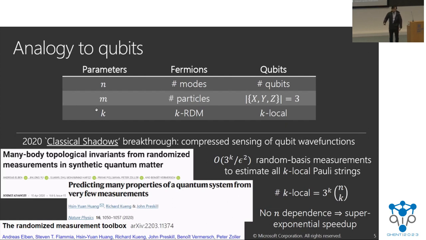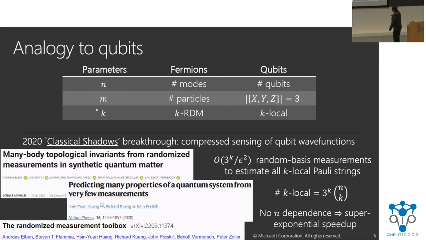And for qubits, n is also just the number of qubits. In the case of number of particles, well, for fermions, that's m. For qubits, there isn't really a strict analogy, but you could say there's a number of Pauli operators for each qubit. That's X, Y, Z, that's 3. And then, just as how you can have k-local qubit operators, for fermions we have these k-RDMs, which are short products of fermionic operators that are number conserving. So this number conserving property is important because we know that our fermionic system has a fixed number of particles.